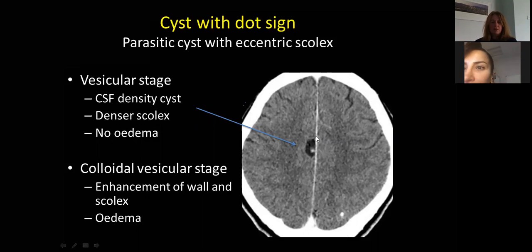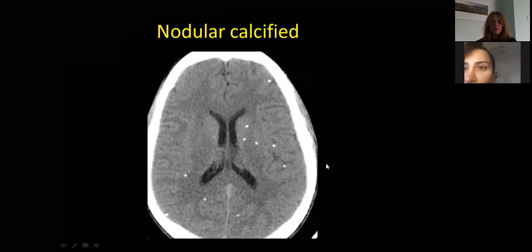But in the next stage, you'd have some edema surrounding that. Well, this would be classic for neurocysticercosis. And this is the quiescent stage that we talked about earlier.